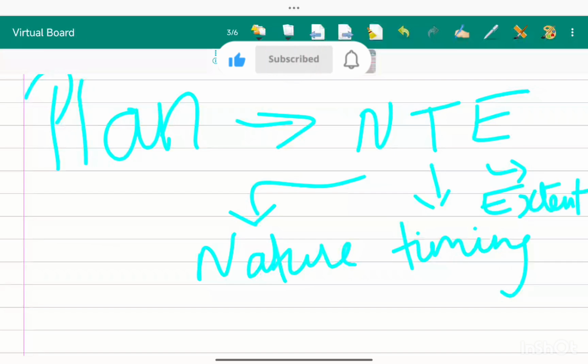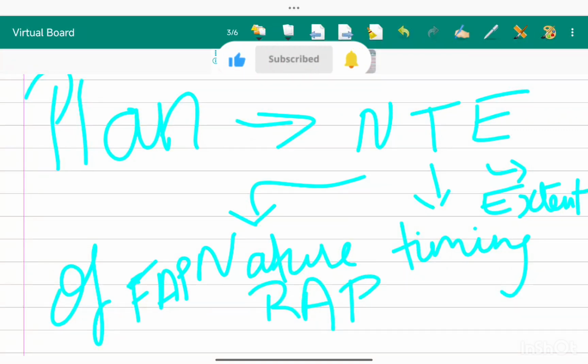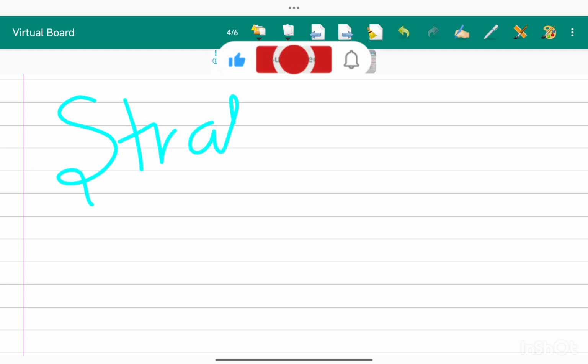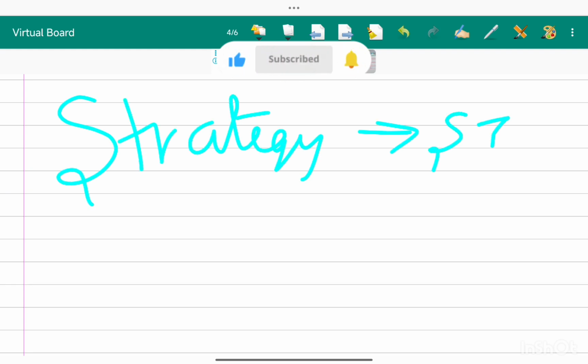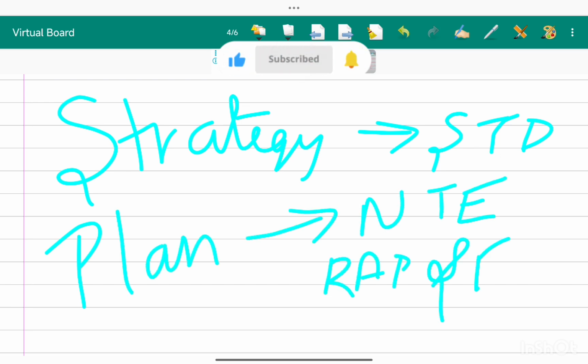Nature, timing, extent of further audit procedure and risk assessment procedure. Strategy means STD: scope, timing, and direction. And plan is NTE: nature, timing, and extent of risk assessment procedures and further audit procedures.